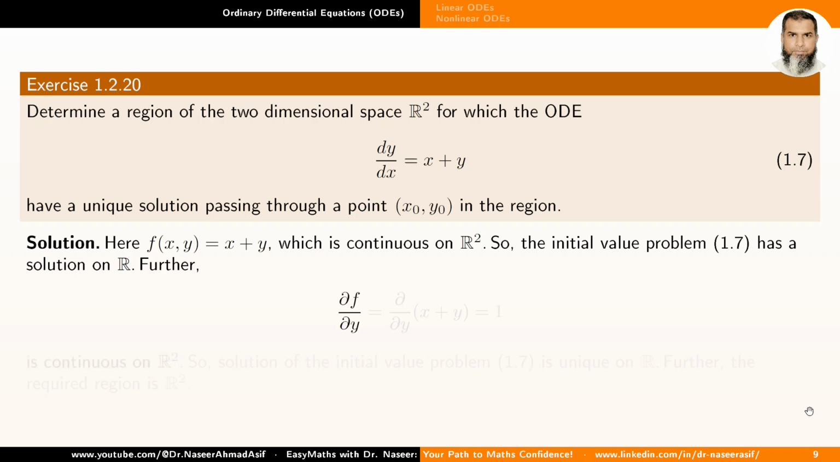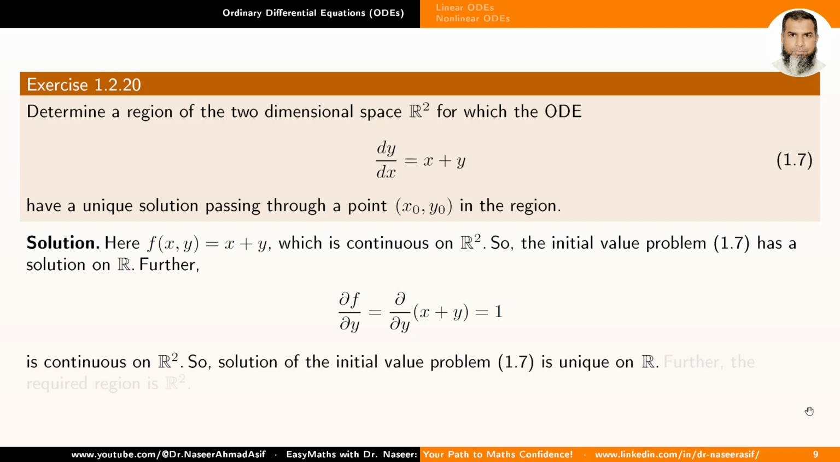The partial derivative of f with respect to y, of x plus y, is equal to 1, which is continuous on R square. So the solution of the initial value problem 1.7 is unique on R. Further, the required region is R square.